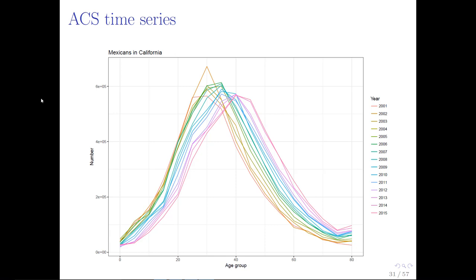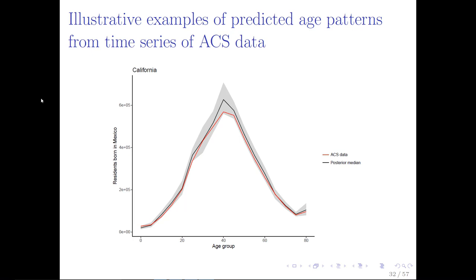So for example, if we look at profiles by age for the American Community Survey, these are Mexicans in California, we see that there are some predictable changes over time, changes in level, changes in shape, and so on. And so we can leverage that. When we tested a simple Lee Carter model with migration, this is an example of results.